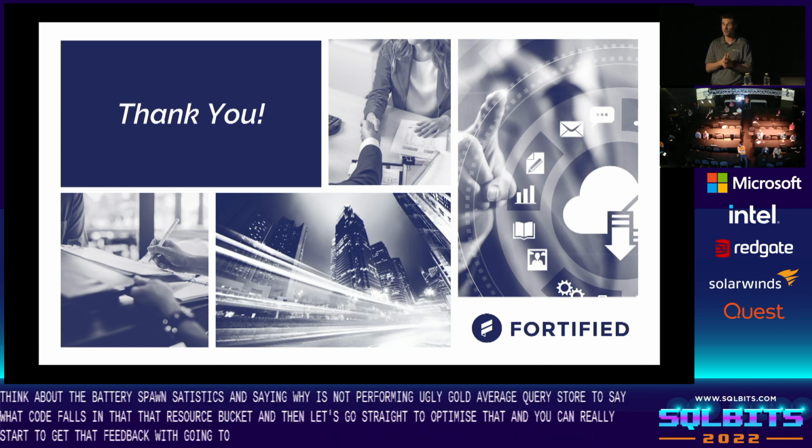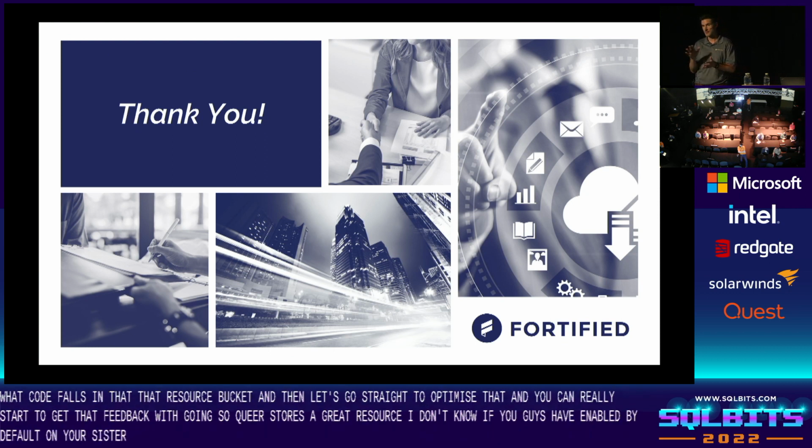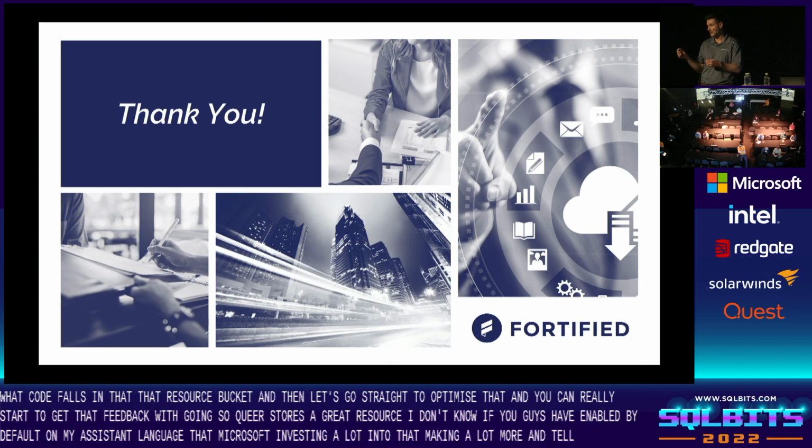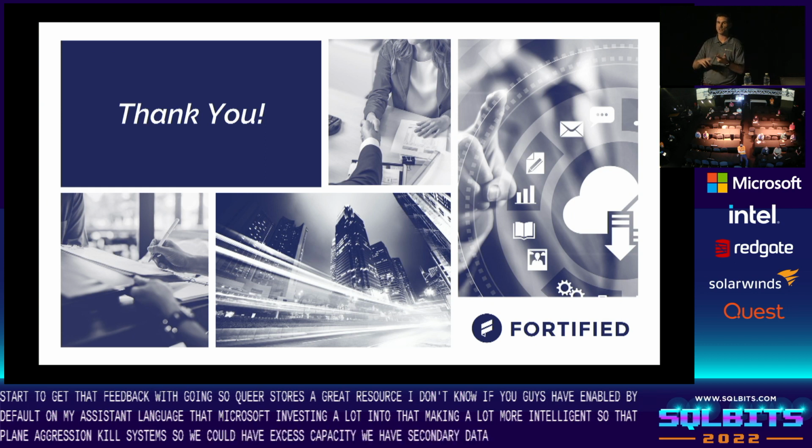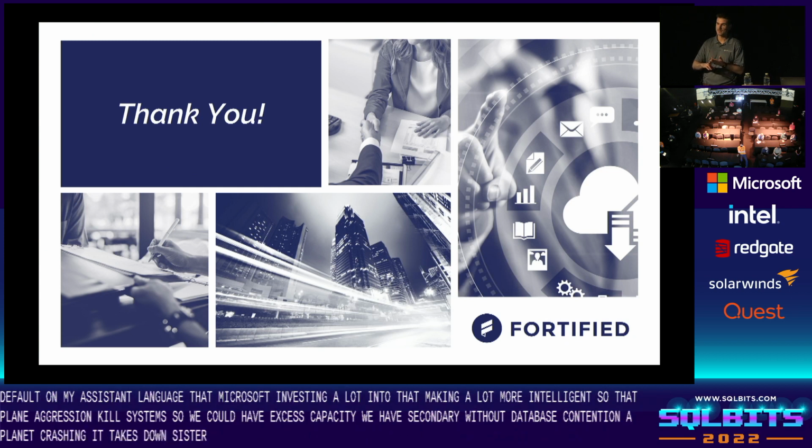So Query Store is a great resource. I don't know if you have it enabled by default on a lot of your systems. Leverage that. Microsoft's investing a lot into that and making it a lot more intelligent, because plan regression kills systems. We could have excess capacity. We could have secondaries. But if I have database contention or plan regression, it takes down systems. So, any other questions?